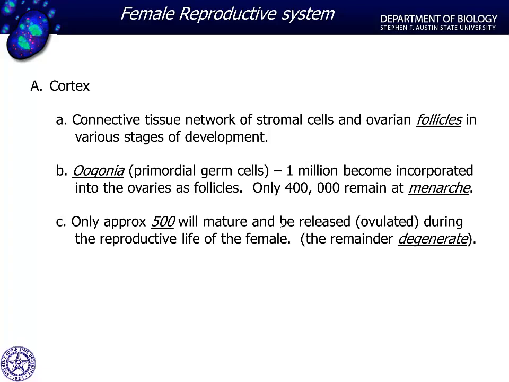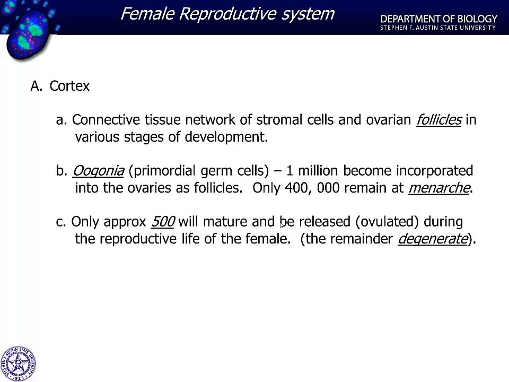Now, by the time a woman reaches menarche, which is menopause, only 400,000 or so remain. Now, you may think, wow, 600,000 have been ovulated and could be fertilized, and that is absolutely not the case. Because as we see, only 500 or so are going to be matured and ovulated during the reproductive life of females. More than one begins the maturation process each month.